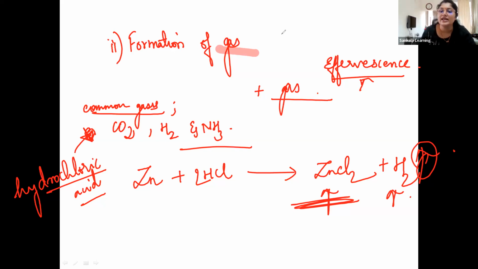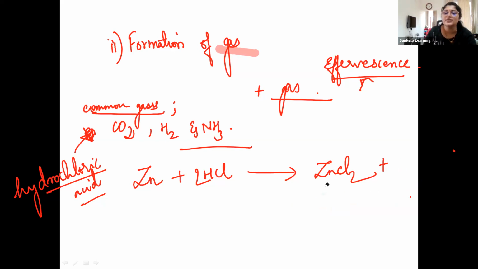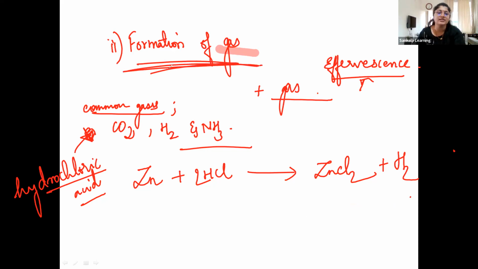So when you can see that the gas is released, that means what? The reaction has occurred. A chemical change has occurred. So this is the example or the property which indicates that a chemical change is occurring. So when you treat zinc granules with hydrochloric acid, it gives you ZnCl2 plus hydrogen gas will be liberated.